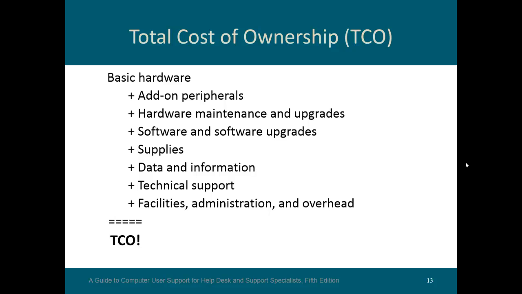Do I need to pay for tech support? You get the idea. So total cost of ownership is the total cost of ownership. What is my lifetime cost for this device? Your average PC that costs about $1,000, the total cost of ownership really is about $2,000. Your average PC lasts between 3 and 5 years in corporate America.